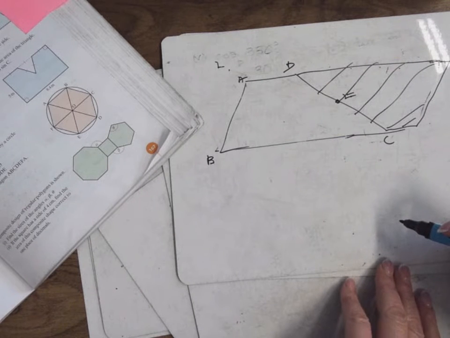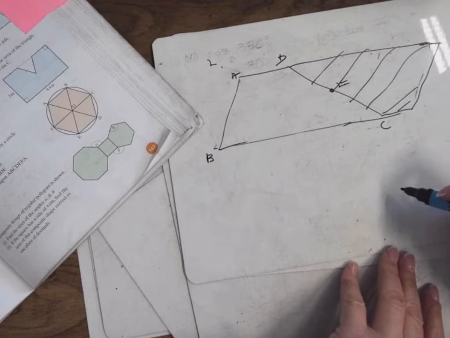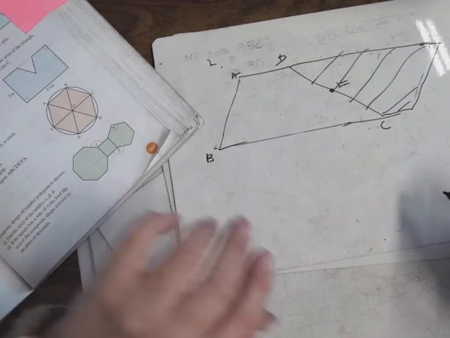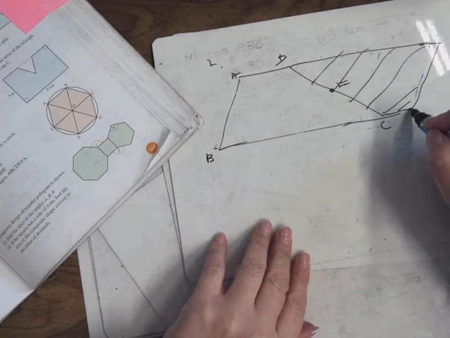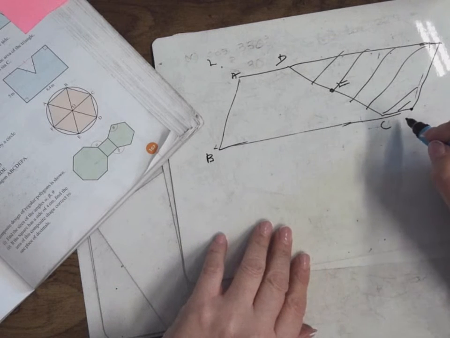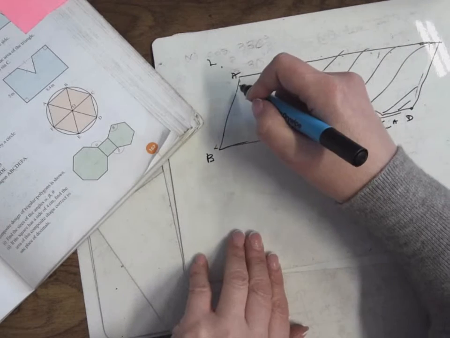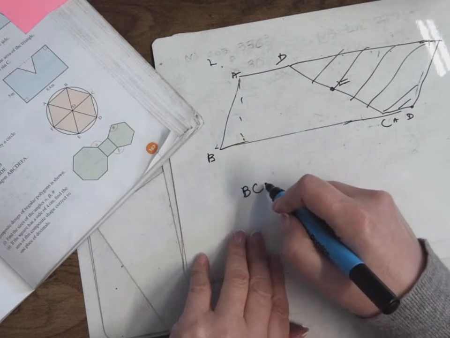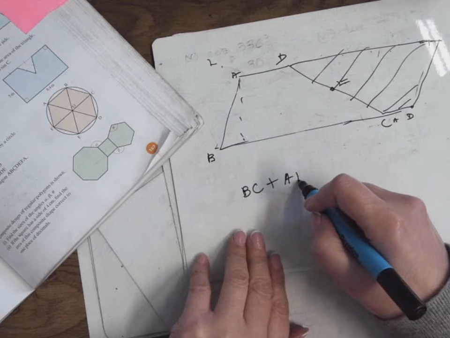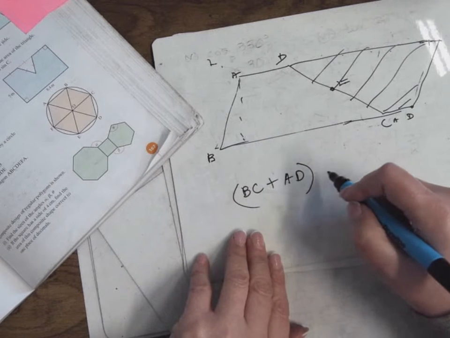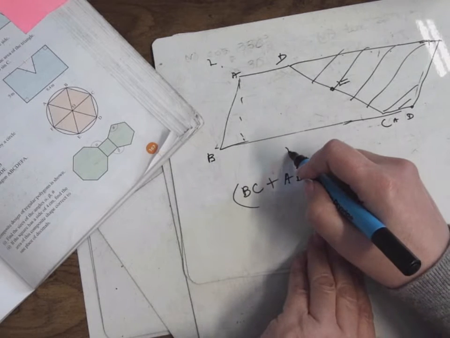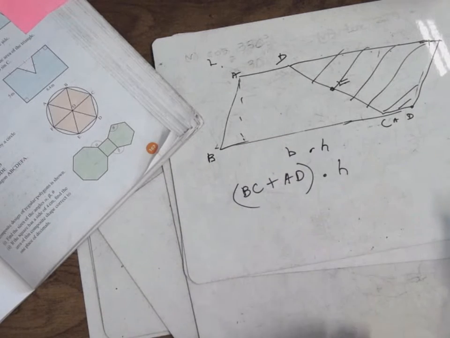What is the area of this composite shape? Explain how this proves the formula for the area of a trapezium. This would be AD, this is AD down here. So it would be the base by the perpendicular height. So it would be BC plus AD, multiplied by the perpendicular height. Would you agree? That's for a parallelogram, base by height.